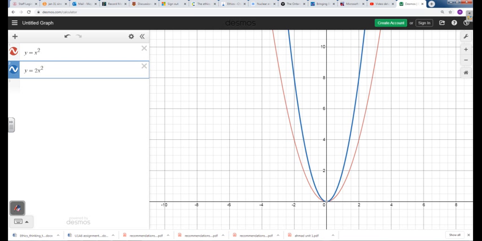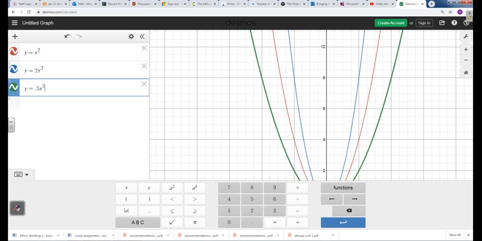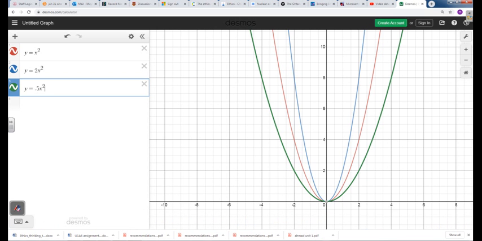Now, what happens if I have y equals, what was it, half x squared? If you look at the green graph, always compare to the original. So you're always comparing to the red. What can you tell me about the green graph with respect to the red graph?